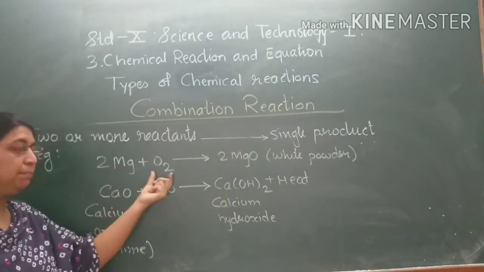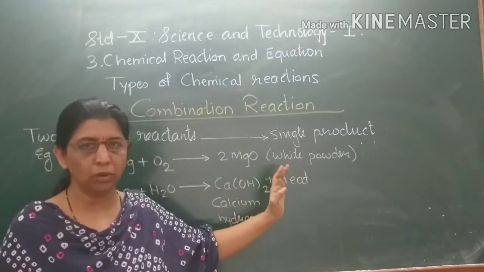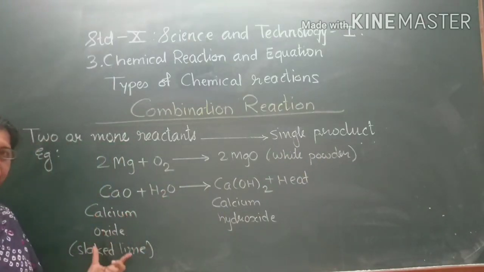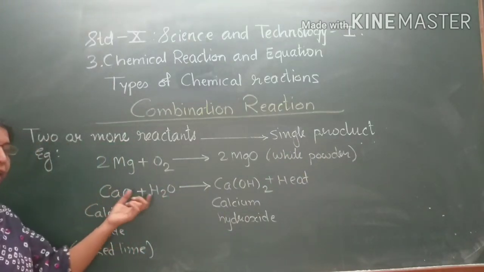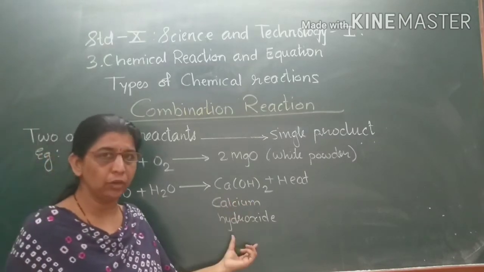Magnesium wire, when burnt in air, gives a white powder of magnesium oxide, which is a single product. Also, when calcium oxide, that is slaked lime, is added into a half beaker of water, it gives calcium hydroxide and heat is also involved here.